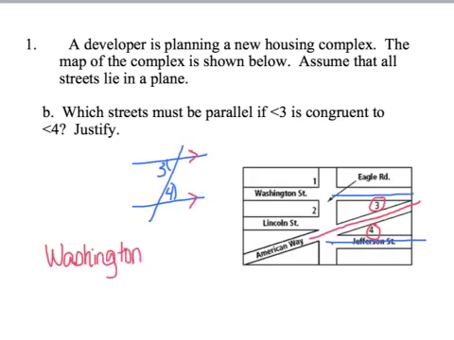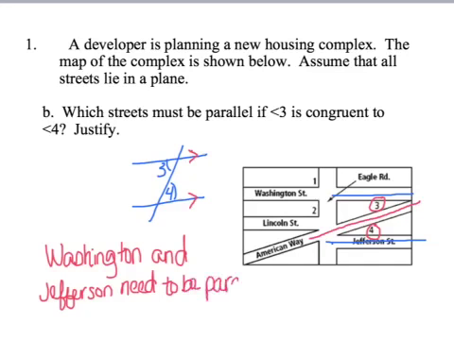We'd say Washington and Jefferson need to be parallel. Now our justification is the reason those streets are parallel is because the alternate interior angles were congruent.